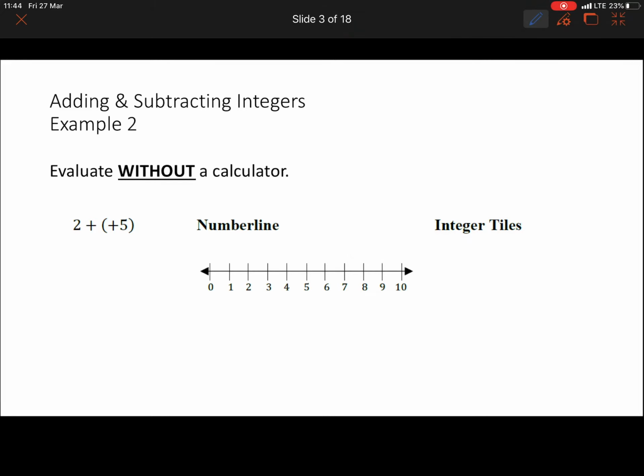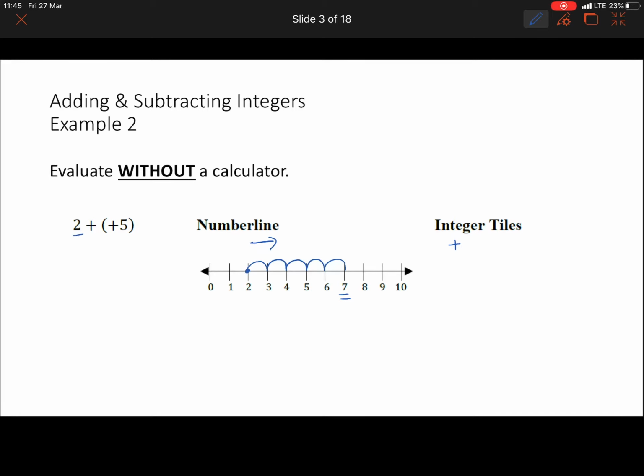Our next example is 2 plus positive 5. So even though there are 2 positives there, you're starting at 2. You are adding on a positive number, so you're still moving to the right. So we go 1, 2, 3, 4, 5, giving us an answer of 7.